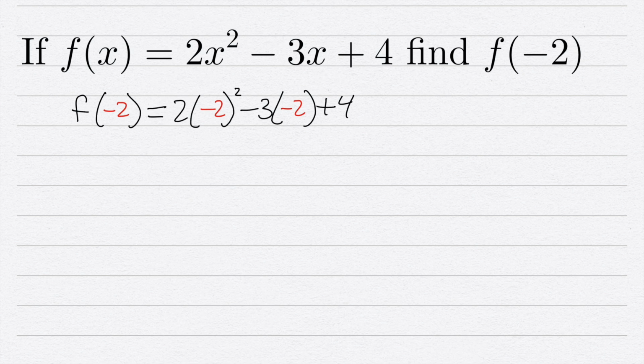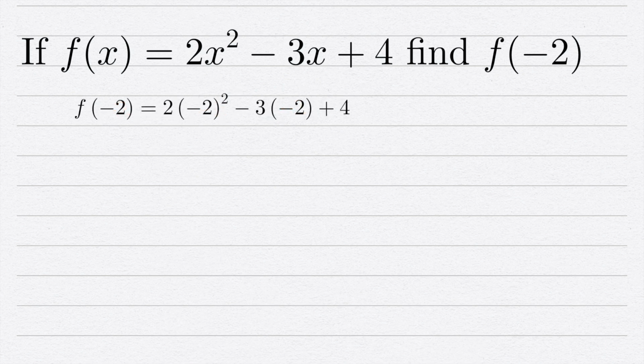Notice negative 2 replaces x in each location that x was originally placed. I use parentheses here to help clarify a few things. So 1, it shows that the negative is part of what's being squared here. That's important. And then over here, it shows that there's multiplication. This means 3 times x. So this is negative 3 times negative 2. So the parentheses here are important to help us through this process.